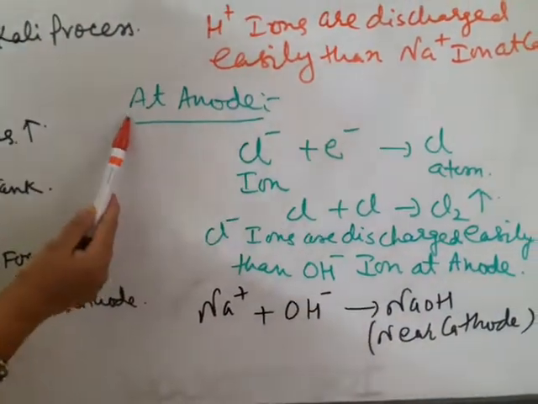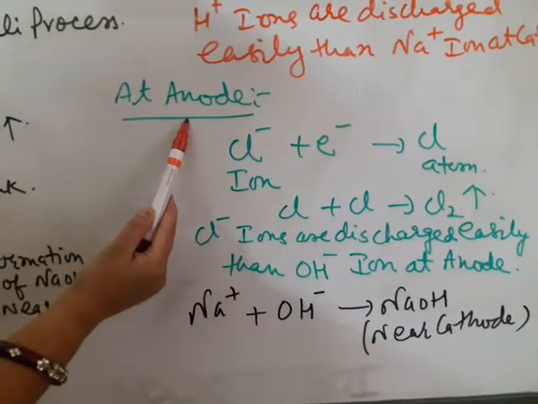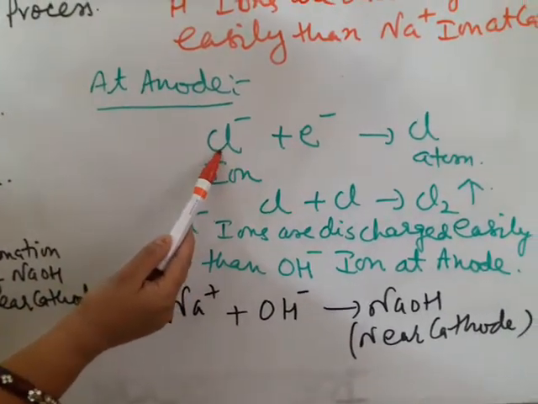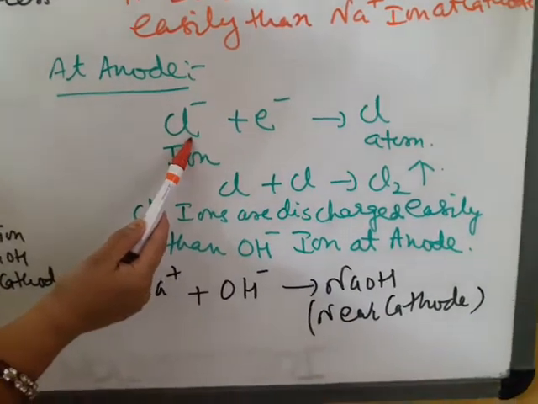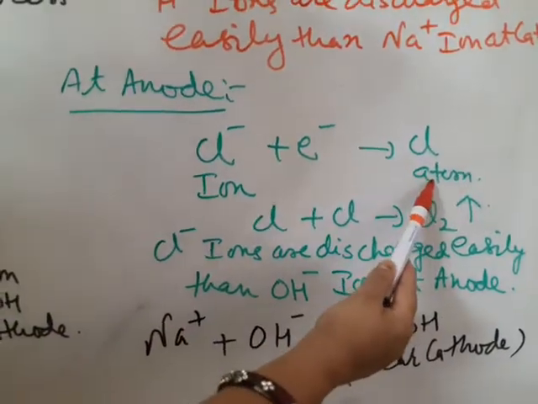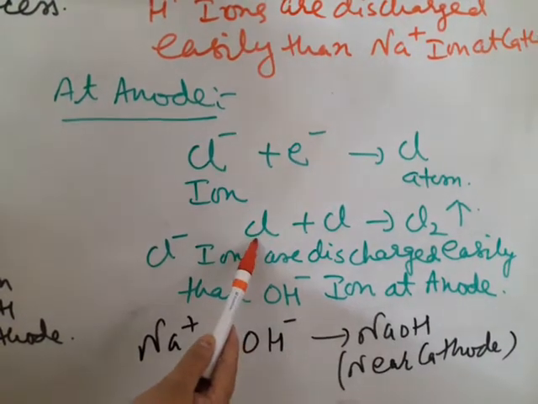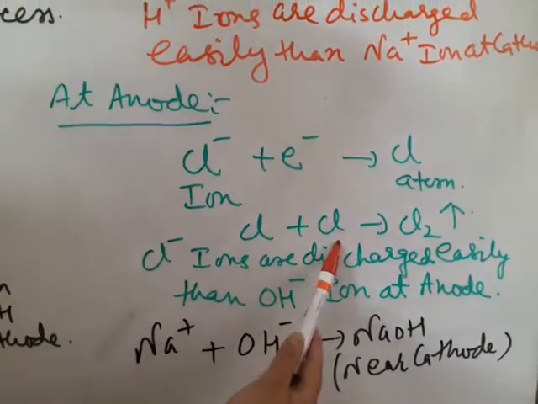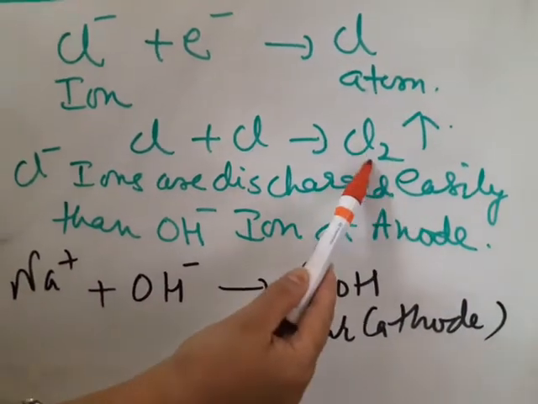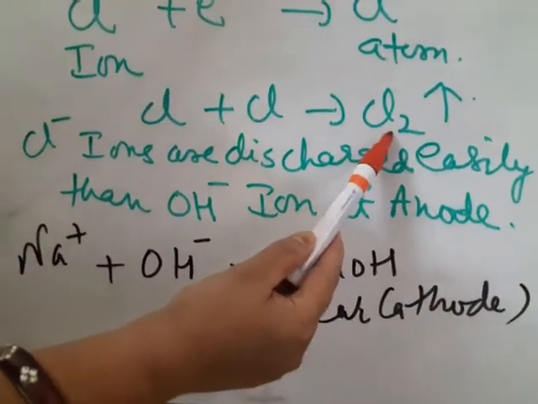Now what happens at anode? At anode, which is positively charged, chloride ion which is negatively charged, that is attracted. So chloride ion, it will gain one electron and become chlorine atom. So two chlorine atoms combine together to form chlorine gas. So chlorine gas is formed at anode.